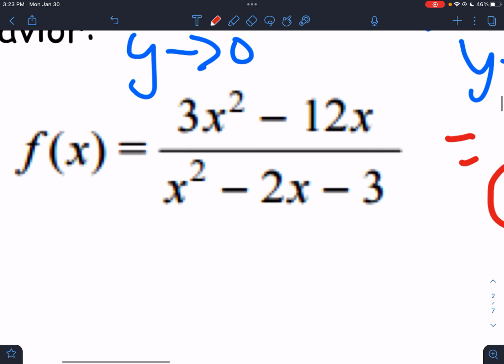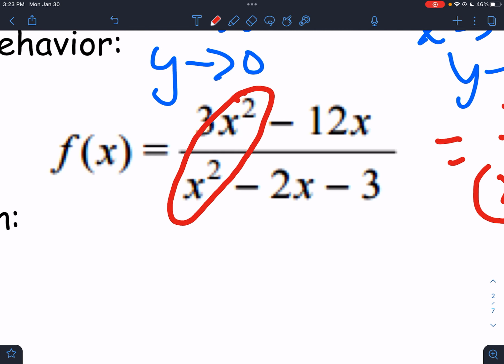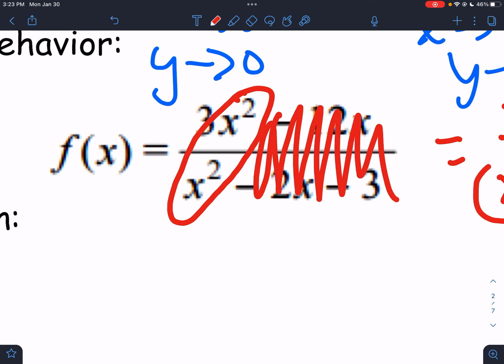I usually go back to the original. These are the same degree. That means the rest of this kind of stops mattering. Like when the number is 5 billion, the rest of it's going to stop mattering. And what you end up with is basically just 3x squared divided by x squared. Well, that cancels out, and that's just 3.